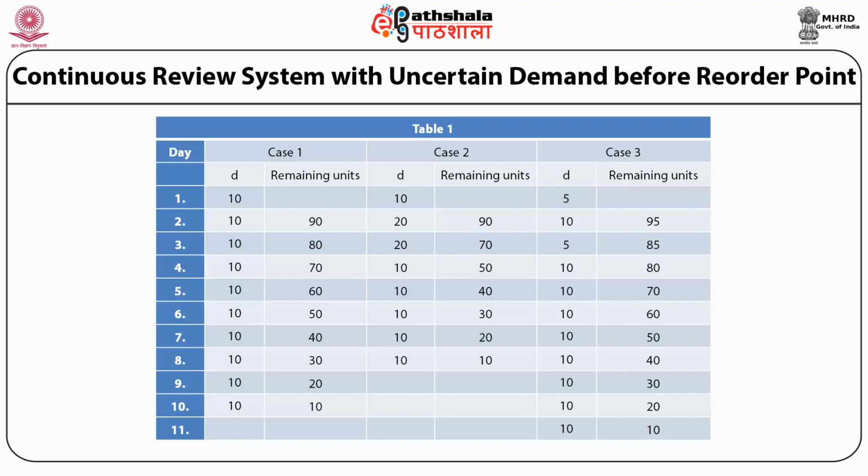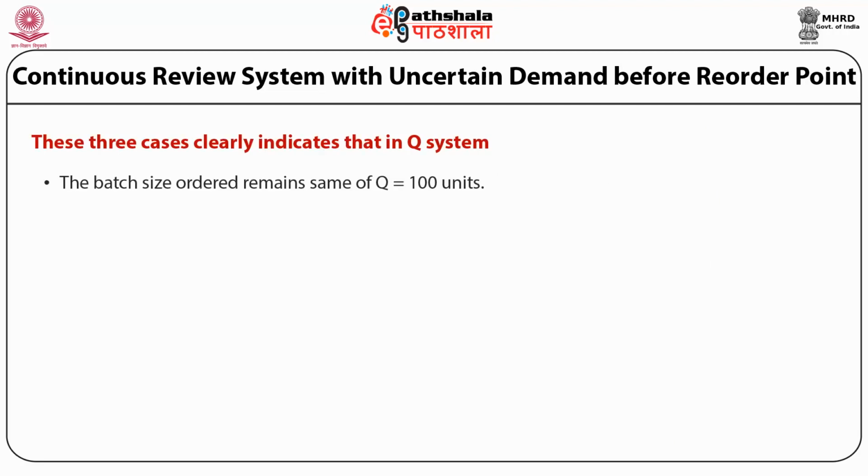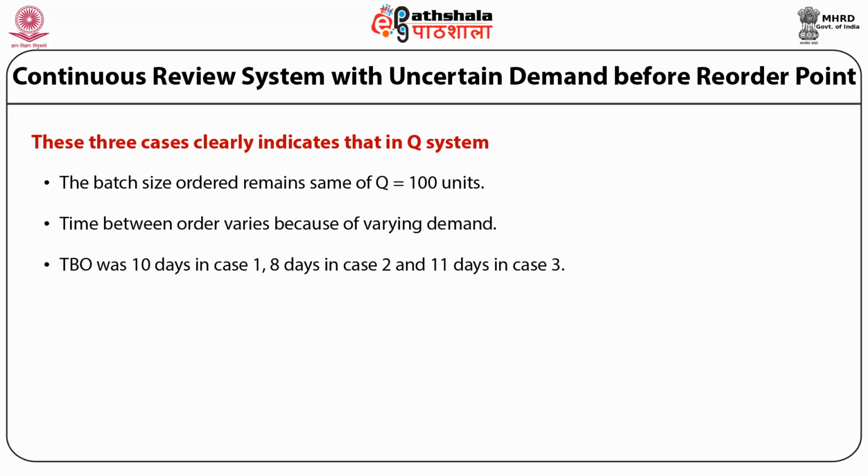The figure shows case 1, case 2 and case 3. These three cases clearly indicate that in queue system the batch size order remains same of Q equal to 100 units. Time between order varies because of varying demand. TBO was 10 days in case 1, 8 days in case 2 and 11 days in case 3. Also, reorder point, that is time when order is placed, also varies.